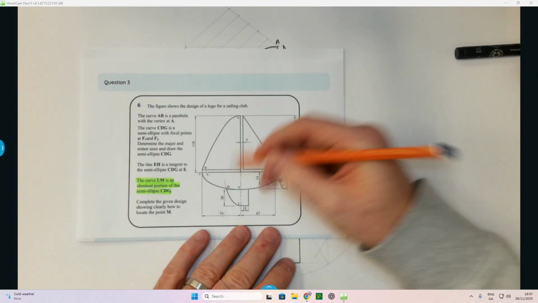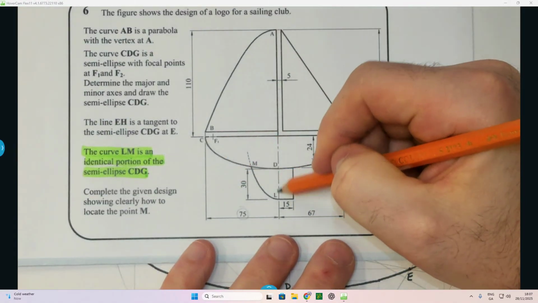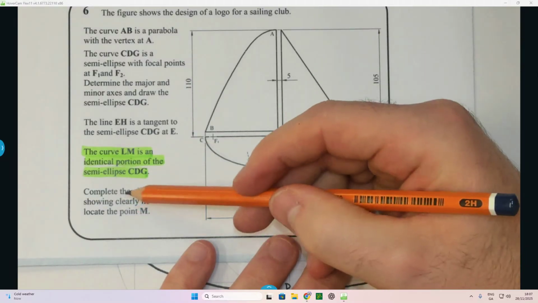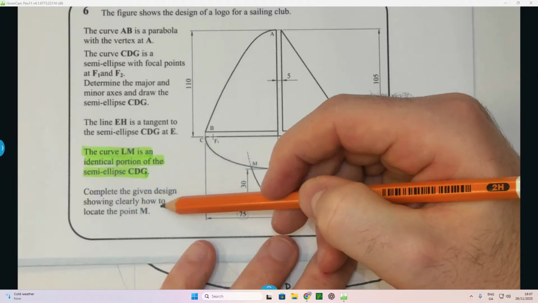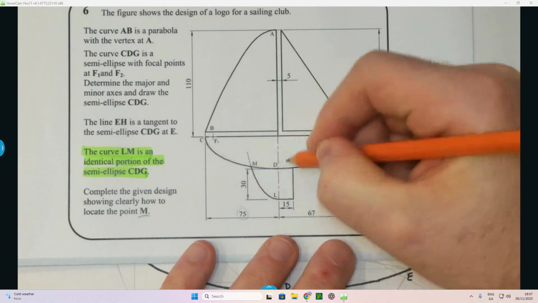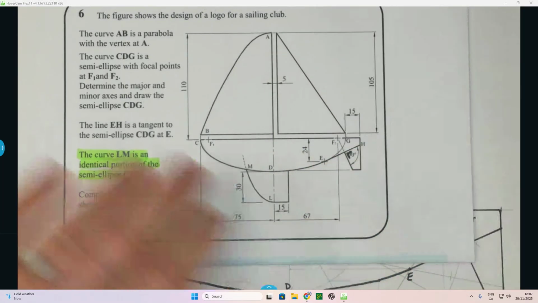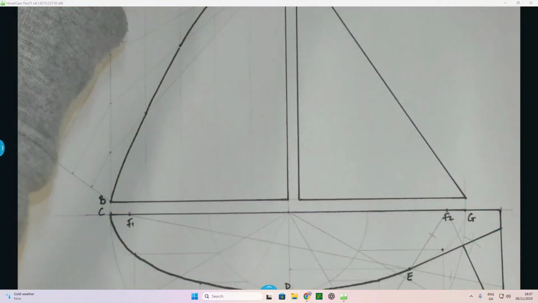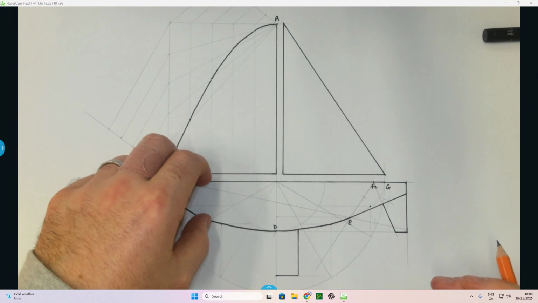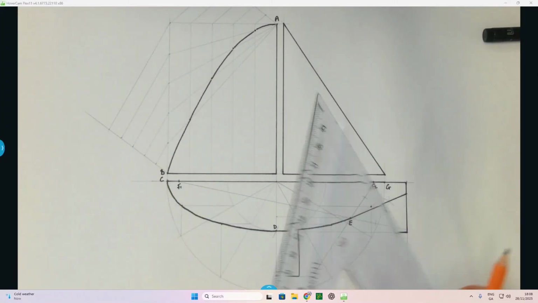You'll actually see here, if I zoom in, it goes a little bit further than the 30. So the 30 is there, but the curve continues on a little bit, because they do tell us, complete the given design showing clearly how to locate point M. And point M is obviously a little bit further. So instead of taking 30, I'm going to take maybe 40mm. So I want to take the portion of this curve and add it on here. I'm going to split it up into cuts.